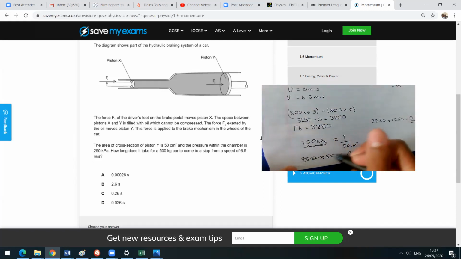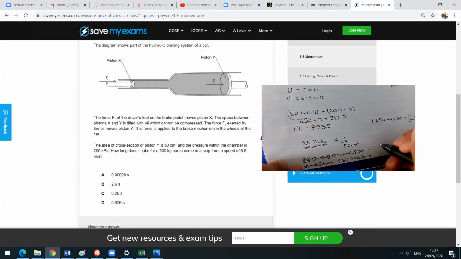Not to worry. So kilo, you'd want to change that to 250,000. Not quite. Remember, kilo means you times that number by 1,000. Oh yeah, sorry. So it's 250,000 pascals. Good. And then you say meters squared. Yes, so change 50 centimeters squared to meters squared.